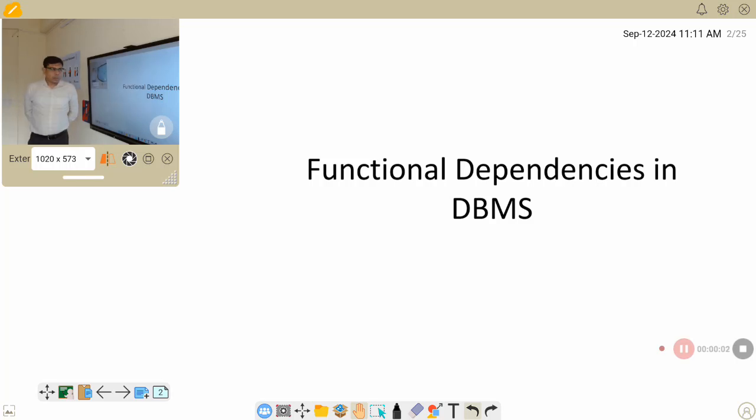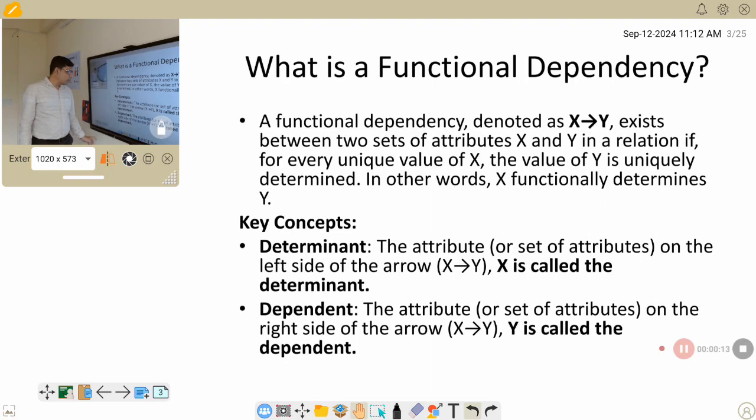Good morning, students. Today we will start our new topic, that is functional dependencies in DBMS. So we start with the definition of the functional dependency. A functional dependency, denoted as X arrow Y, exists between two sets of attributes X and Y in a relation if for every unique value of X, the value of Y is uniquely determined. In other words, X functionally determines Y.